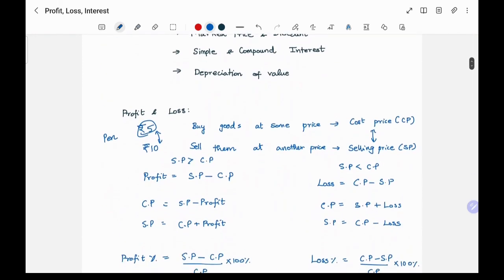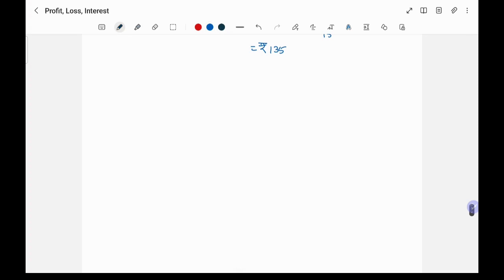Next, what do we have? We have simple and compound interest. First, let us see what is simple interest. So when we invest some amount, which is called the principal amount, let's say in a bank, this principal amount is some P.